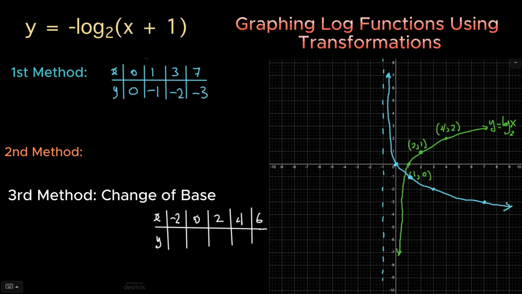The second method and the third method are going to produce the same graph, just using a different way of doing it. Okay. What's the second method? The second method is using transformations.